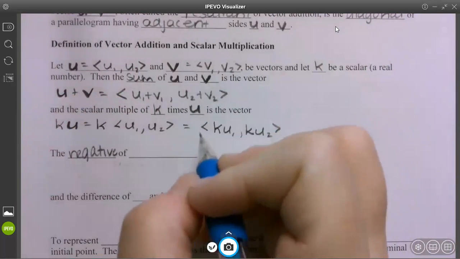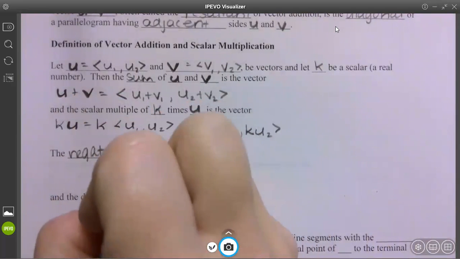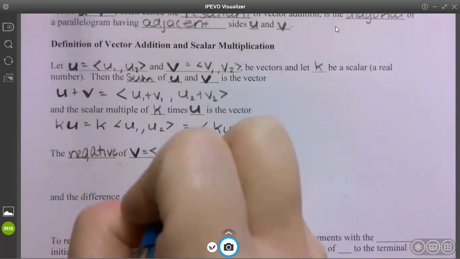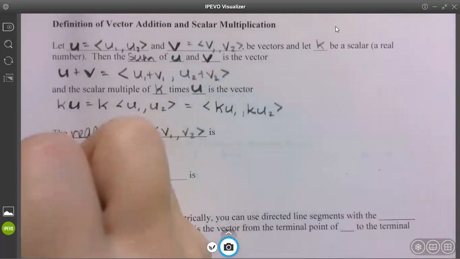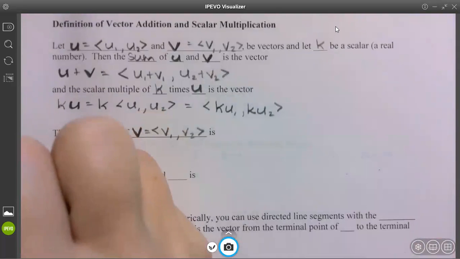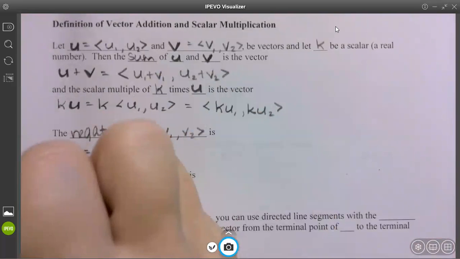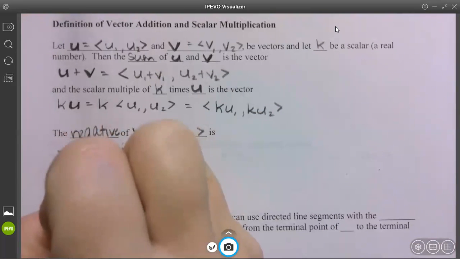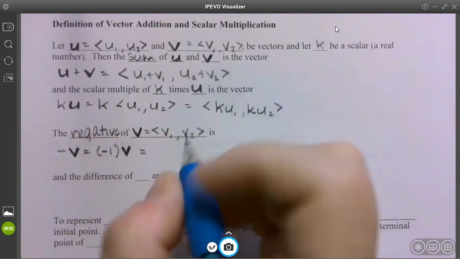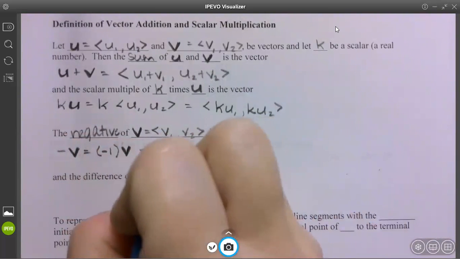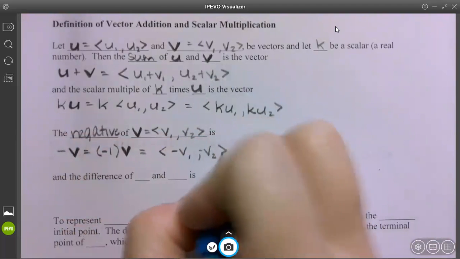The negative of vector v, which was v1, v2, is negative v, which is the same thing as negative 1 times v, which is negative v1, negative v2.